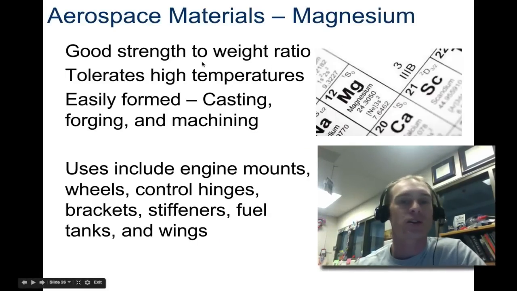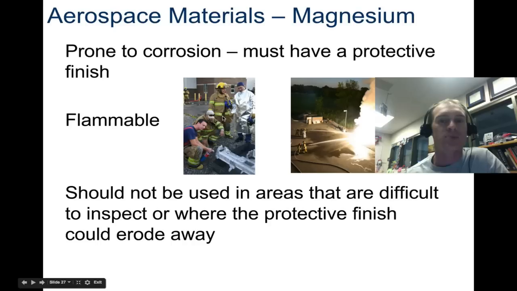Magnesium, another material, has a good strength to weight ratio. It tolerates high temperatures, but if you get too high, then it is flammable, which we'll talk about in a second. It's easily formed by casting, forging, or machining, so it's used for engine mounts, wheels, hinges, brackets. Engine mounts is kind of an interesting thing. Where the engine's really hot, wouldn't there be an issue of it exploding?